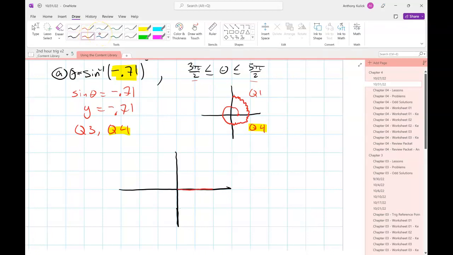So it's a standard position angle that I'm drawing. I know the initial side is on the positive x-axis, and I know the terminal side needs to be somewhere in quadrant 4. Everybody's okay with that? Now I'm going to draw my theta. So 1/2, 1 pi, 1.5, and then I'll get to my answer.